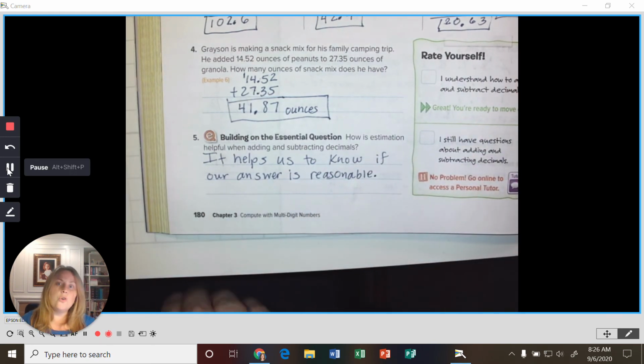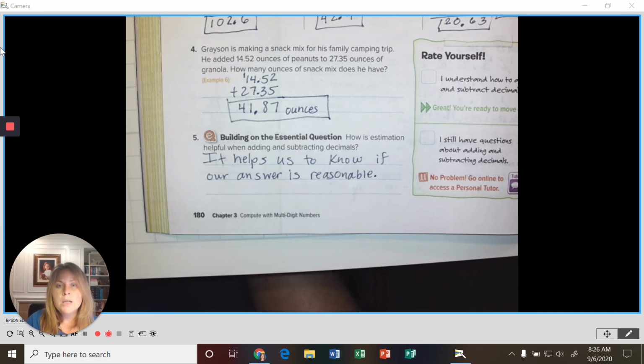Okay, and then tonight for homework, you will have some independent practice on adding and subtracting decimals on your own. Thank you.